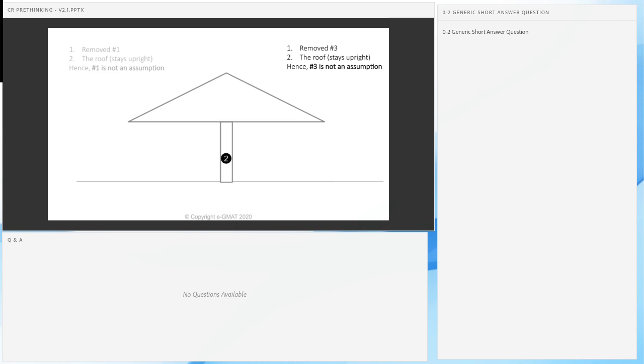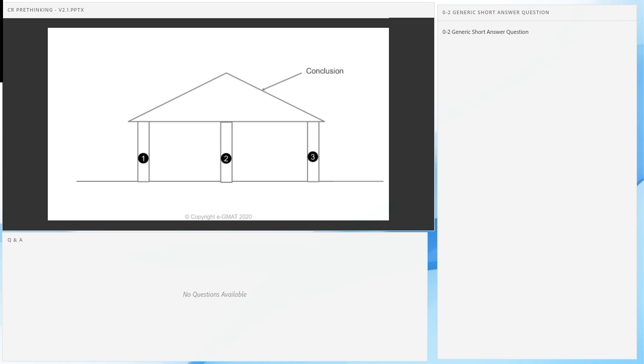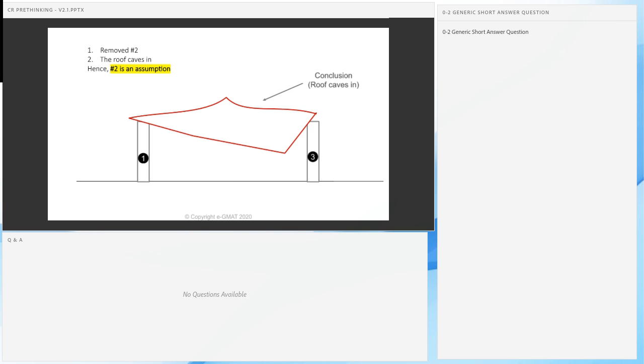Now let's bring everything back, and while keeping pillars one and three intact, let's assume we remove pillar number two, and the roof caves in. This is what an assumption does. It prevents the roof from caving in, which means pillar number two was indeed an assumption.